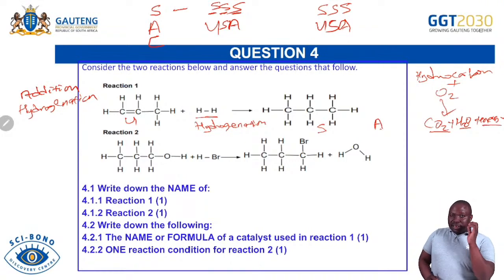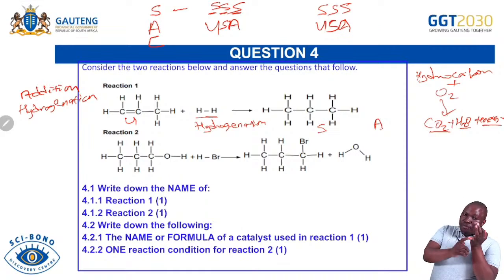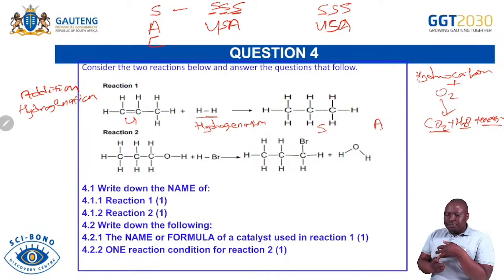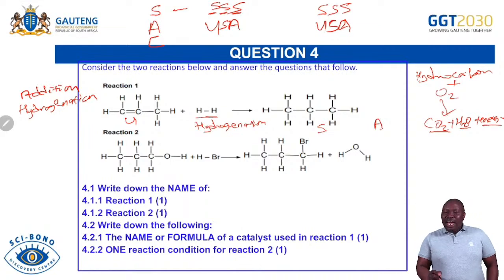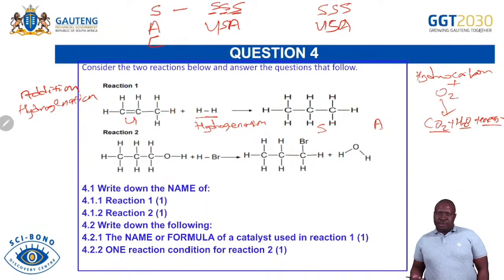So there are three questions now. We're saying what type of reaction? You said it's addition. What type of addition? Hydrogenation. Why do you call it hydrogenation? Because we are adding hydrogen. And then the next question would be, what are the physical conditions now that we need for this reaction to take place?